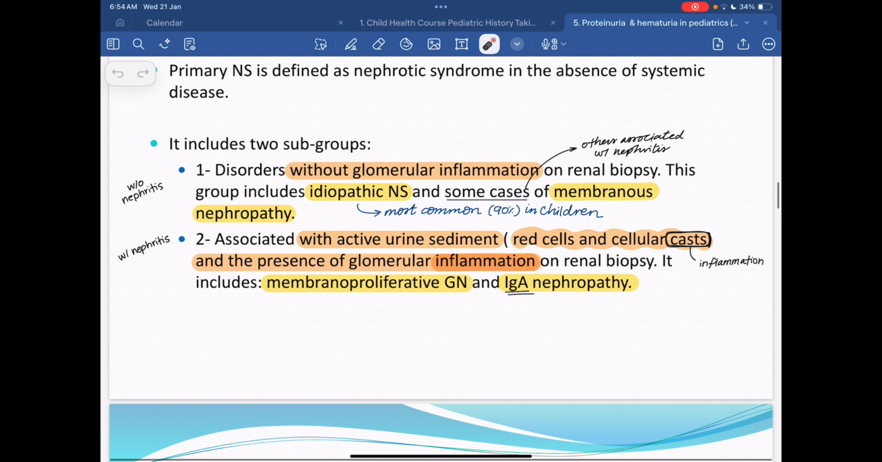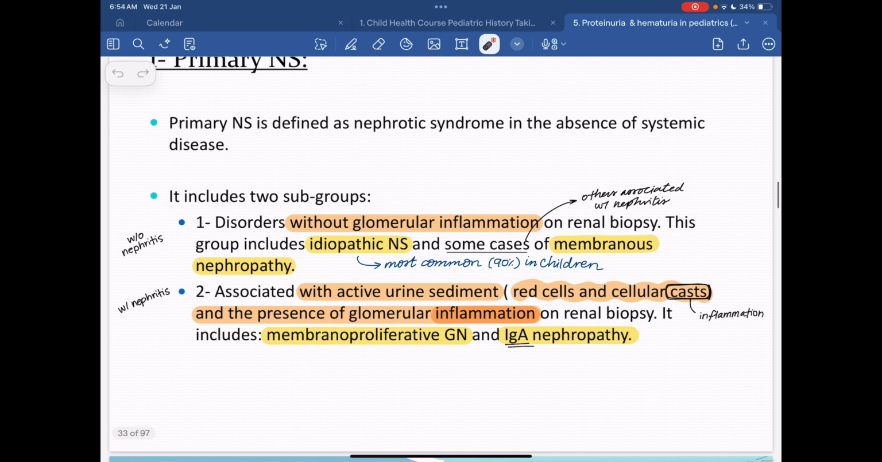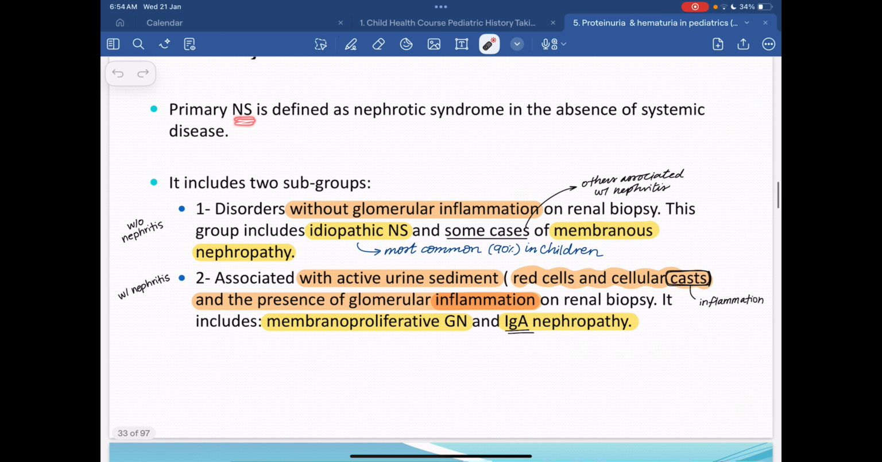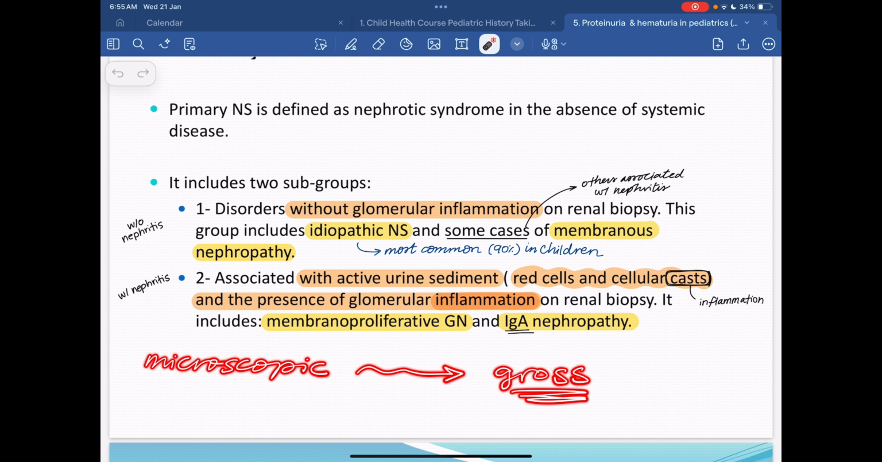بس يكون عندنا nephritis يكون associated with inflammation، عادة يكون عندنا also hematuria. بس لما نقول إنه في عندنا nephritis في النفروتيك syndrome، فهنا يكون الهيماتيوريا microscopic، ما هو gross. بمجرد ما نشوف gross هنا نقول إنه it's not nephrotic syndrome.